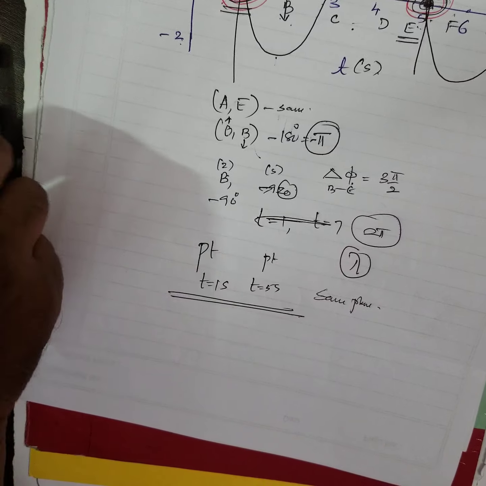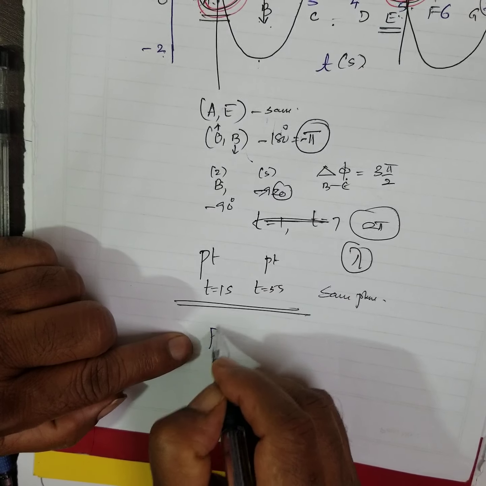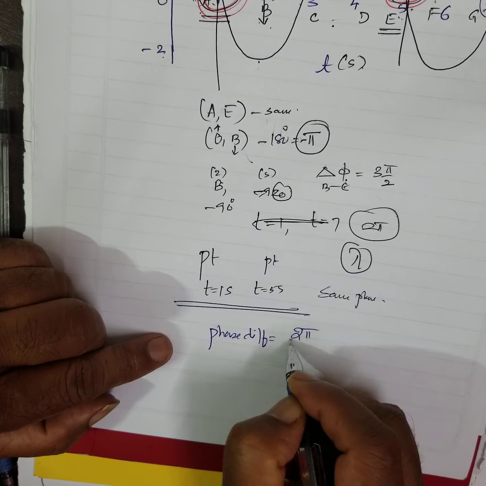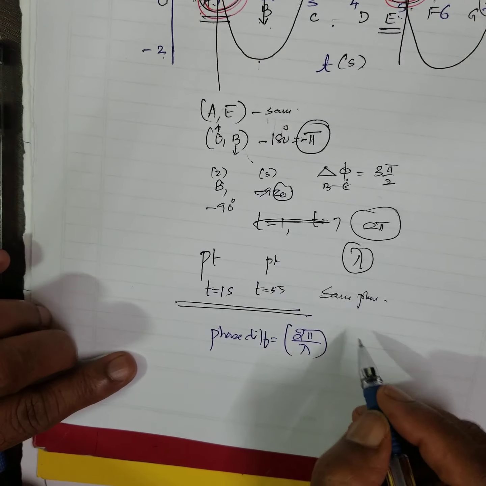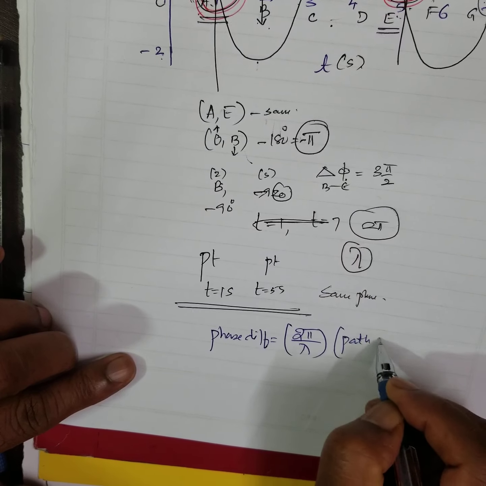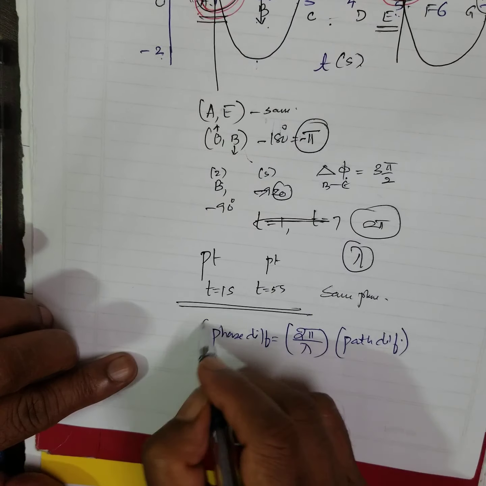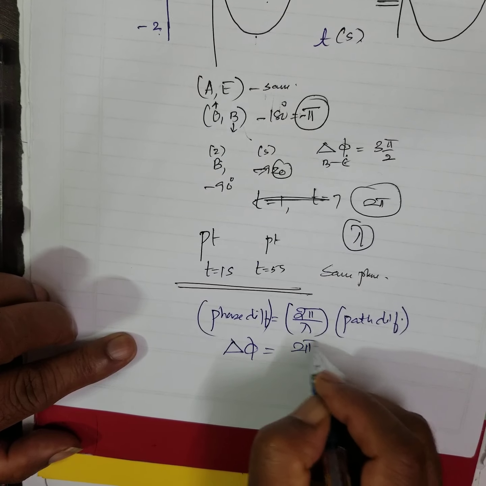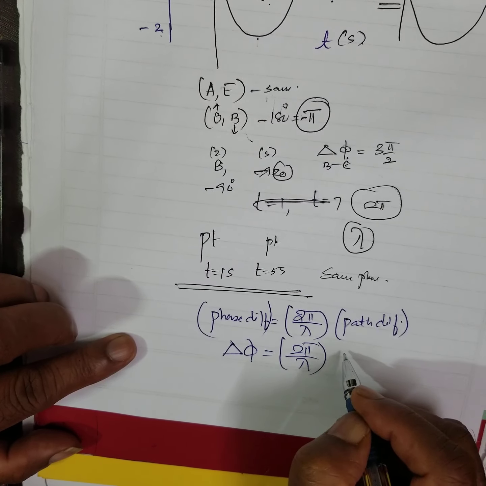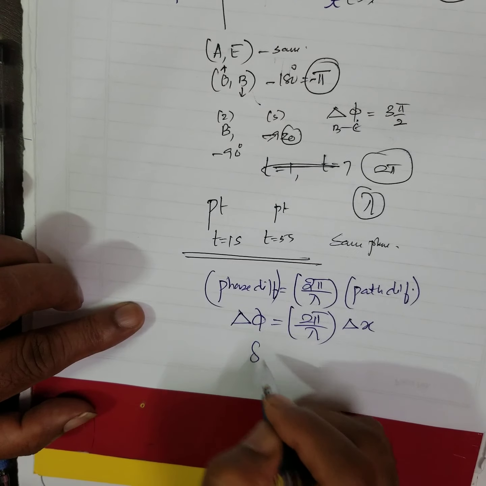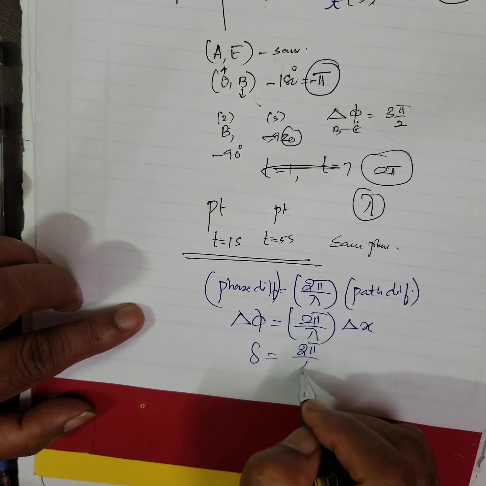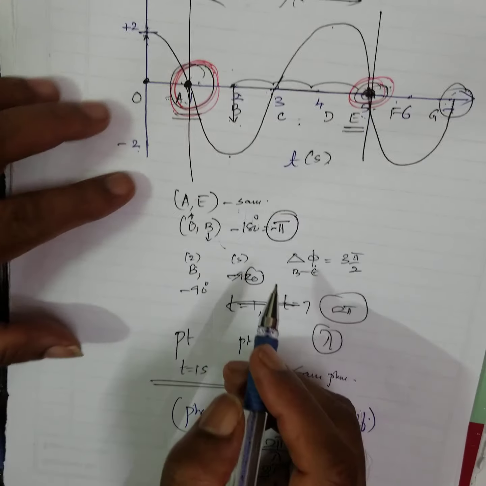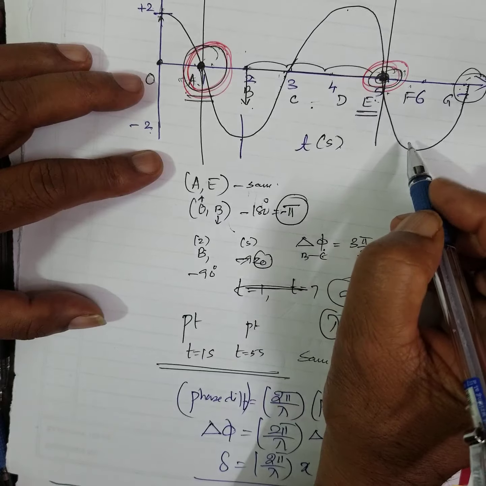Now you must remember this. What is phase difference and path difference? Phase difference is equal to 2 pi by lambda times path difference. Remember this. Sometimes delta is equal to 2 pi by lambda into path difference x. They may give this. Now what is the phase difference between these 2 points?